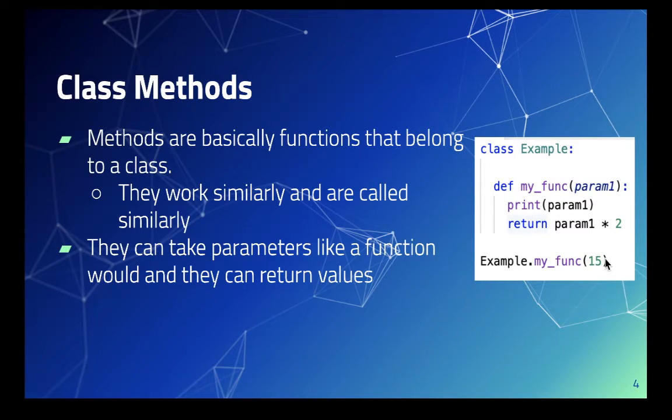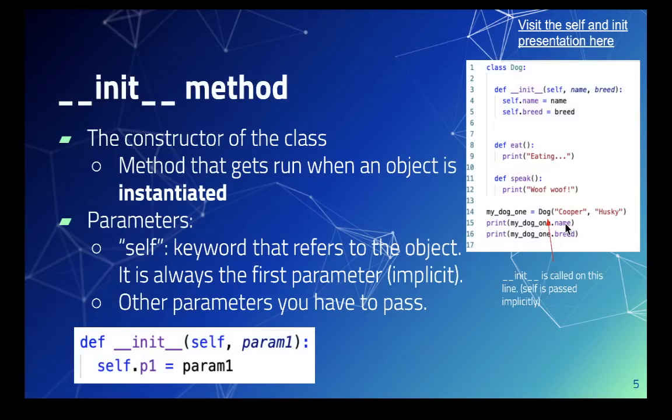So in this case, 15 corresponds to param1. And so it will print out 15 and then return 30. Basically, this function works just like a normal function. You can take an input from parameters, you can return stuff, you can do conditionals, all these things that you can do with a normal function.